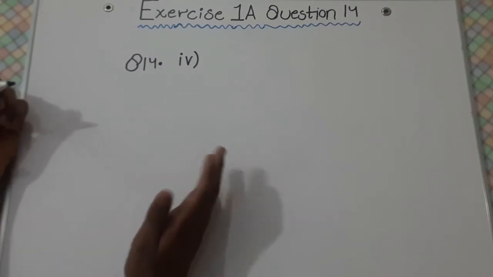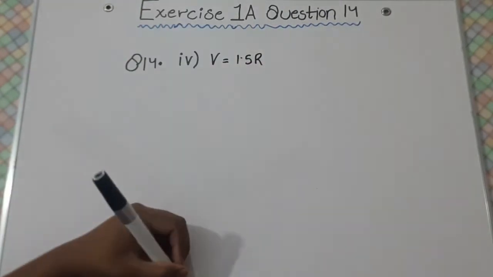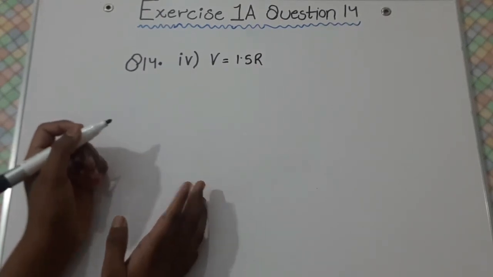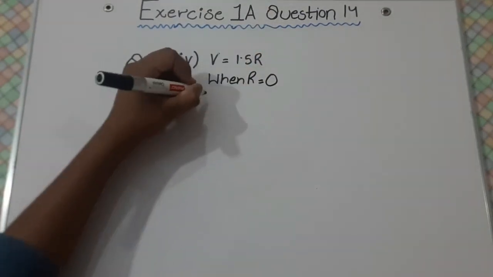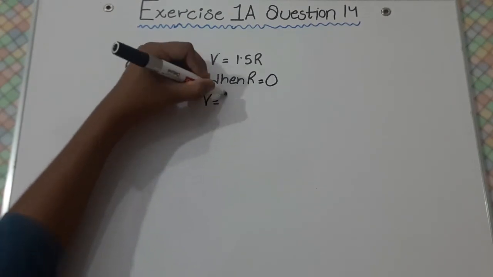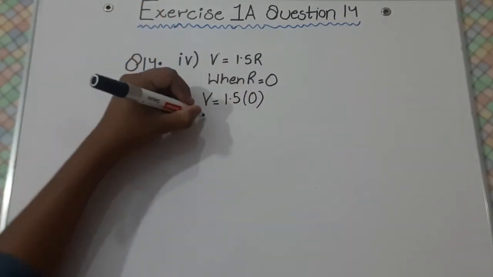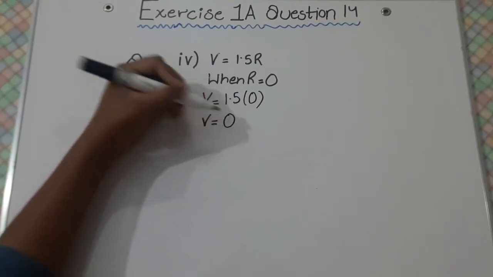So for that we need to find coordinates. We are going to use the same formula, V equals 1.5 r. So we are going to estimate some values and then solve this question. First, when r equals 0, v equals 1.5 multiplied by 0, and the value of v would be 0.